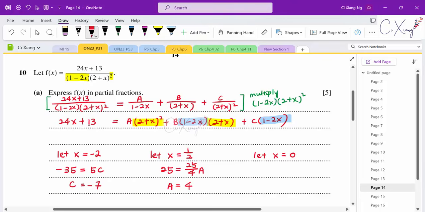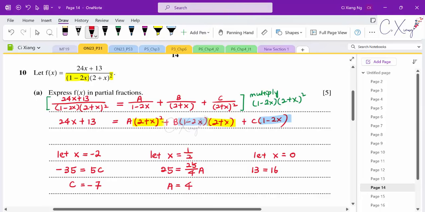Okay, then substitute 0 into all the x here. So you're having 13 on the left hand side. Substitute 0 here, you're having 2 plus 0 square, so which is a 4. 4 times a, you get 16. Okay, so how you get 16? Because 4 times a, we already know it is a value 4, right? So 4 times 4, you get a 16 here.